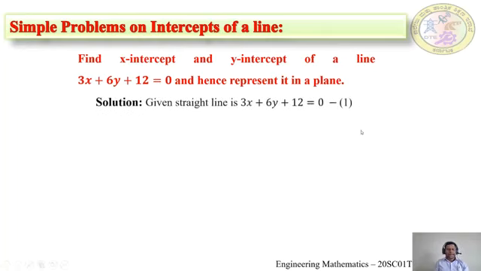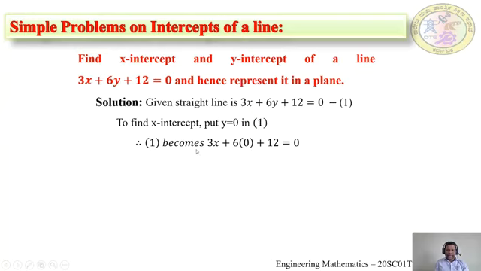So as usual, given straight line is 3x plus 6y plus 12 is equal to 0. We call it as equation number 1. Straight line ಕೊಟ್ಟಿದ್ದಾರೆ, ಅದನ್ನ 3x plus 6y plus 12 equal to 0 equation 1 ಅಂತ ಬರ್ಕೊಂಡಿದ್ದೇವೆ. Now again to find x-intercept, put y equal to 0 in equation 1. x-intercept ಕಂಡುಹಿಡಿಯಬೇಕು, ಹಾಗಾಗಿ equation 1 ನಲ್ಲಿ y equal to 0 ಹಾಕಿ.